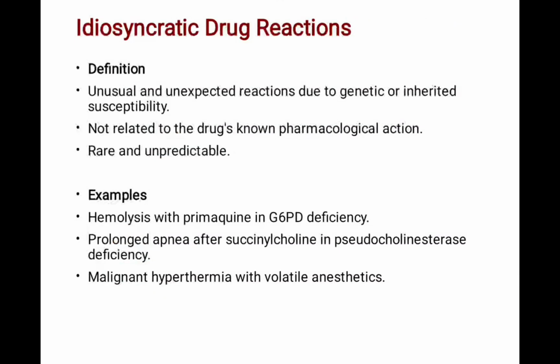Idiosyncratic drug reactions. This is an unusual and an unexpected reaction. Unusual and unexpected reactions due to genetic or inherited susceptibility. There are some people that are genetically susceptible, or they have inherited susceptibility to certain drugs. Though maybe their neighbor will take that drug and nothing happens, but if they take the drug, they will have an adverse drug reaction. It is not related to the drug's known pharmacological action. It is rare and it is not predictable.